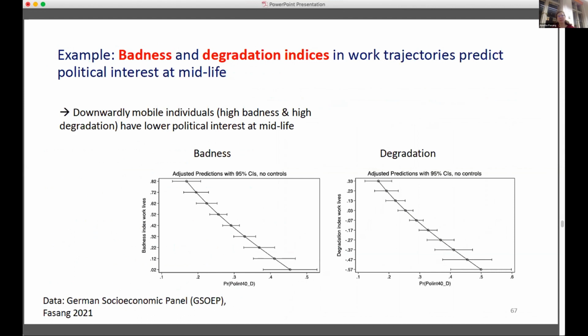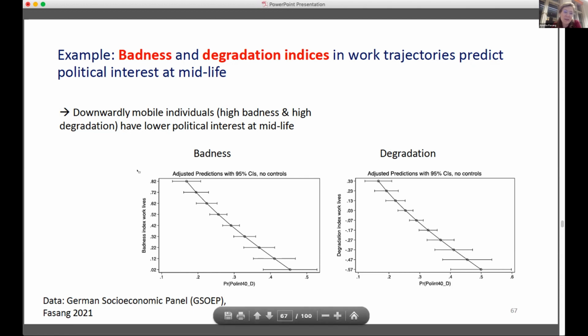Then when we come to the valued summary measures, here I brought you an example of the badness and degradation indices, where we looked at work trajectories, so employment careers from age 20 to age 40 in Germany, and whether these predict political interest. I started this project with a political science colleague where we're looking at life courses and political behavior. And indeed, here we see the badness index in work lives and the degradation index. And here you see a dummy variable for high or low political interest at age 40.